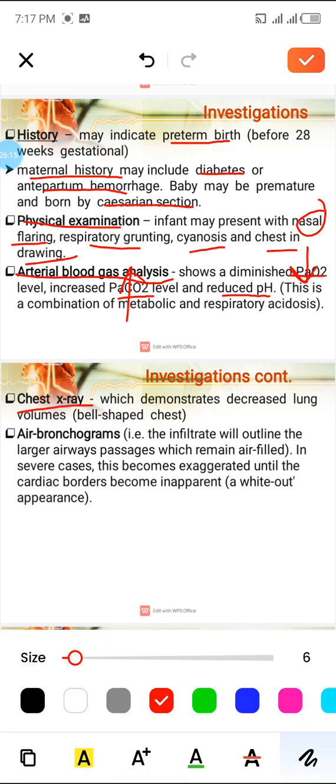Then you can also perform a chest x-ray. Chest x-ray will show a bell-shaped chest. So this sometimes is asked in your multiple choice or MCQ. They'll say bell-shaped chest, where do you find the bell-shaped chest? So you discover that this is found in RDS. Then air bronchogram. Air bronchogram meaning that you're going to use a dye, and then this dye will outline the parts which are affected, or the air passages, and then this will show you that there's atelectasis. Mostly that's what it will indicate.